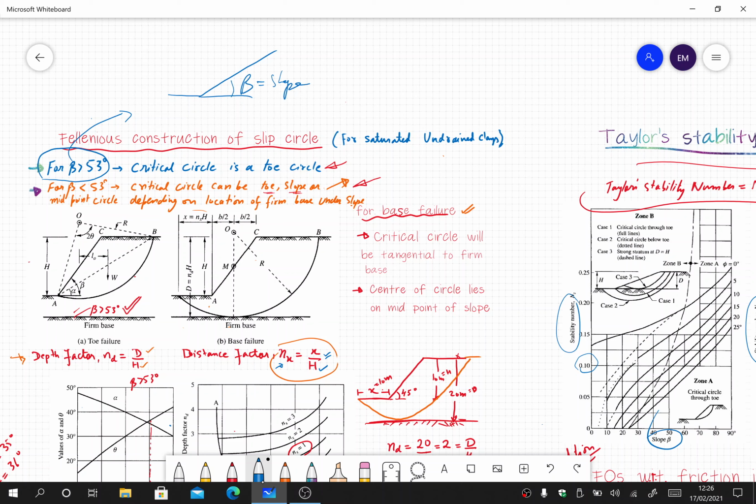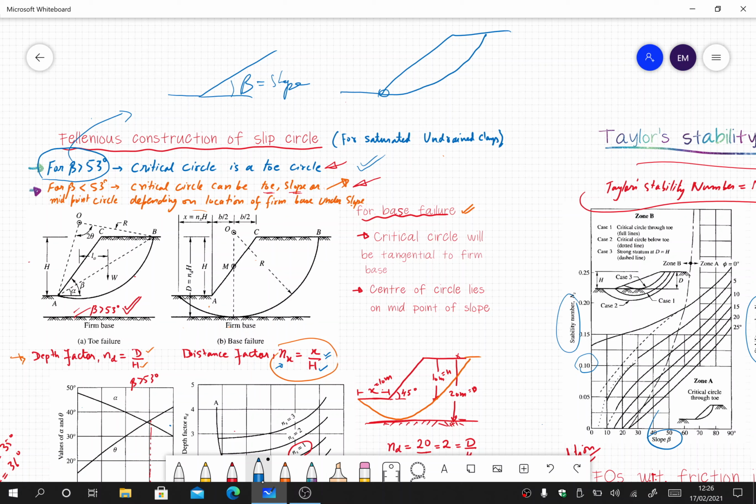So if the slope angle is greater than 53 degrees, he says that this critical circle is always going to be a toe failure. That means the failure is also always going to be toe failure. So here we know that it's not going to be a slope failure, it's not going to be a base failure, but it is going to be a toe failure. So this thing is concluded for us. And for slope angles less than 53 degrees, it can be toe failure, slope failure, or a midpoint circle. So we have to choose.